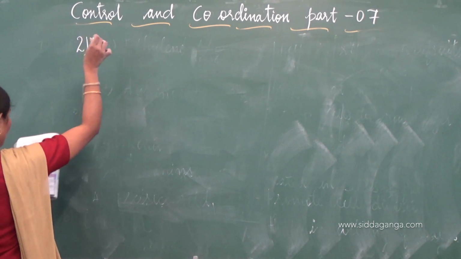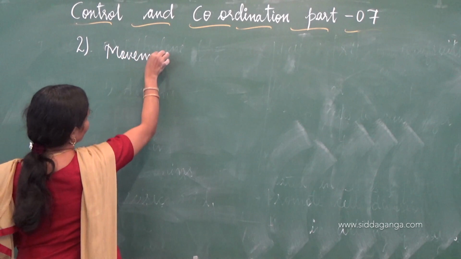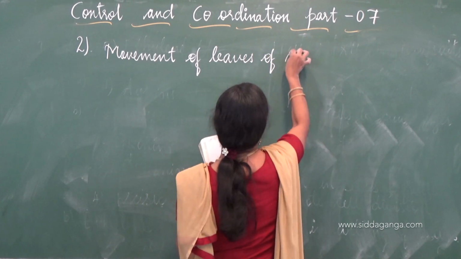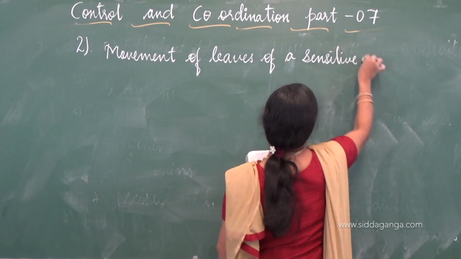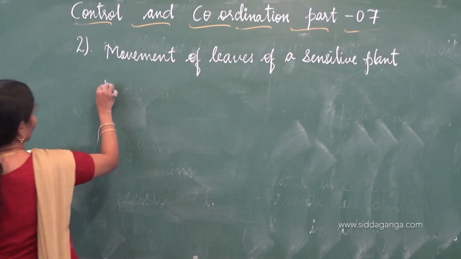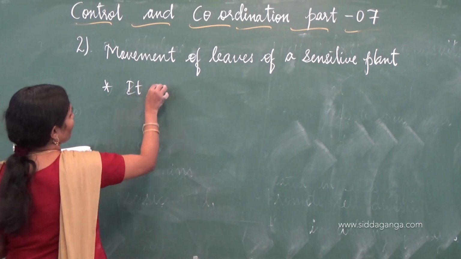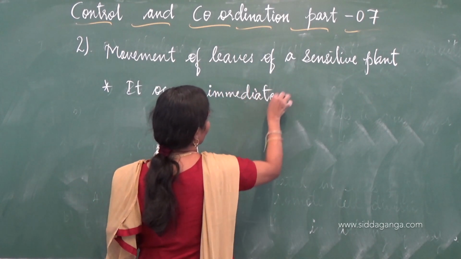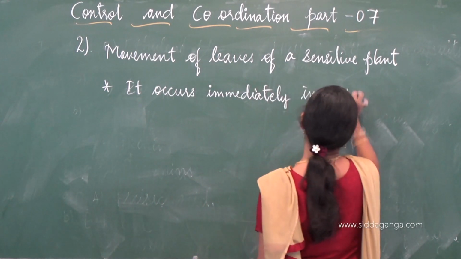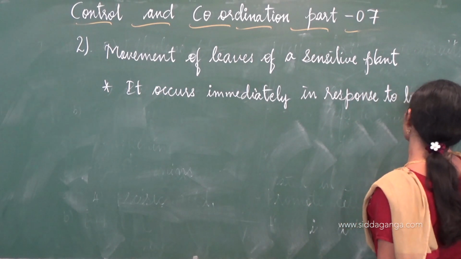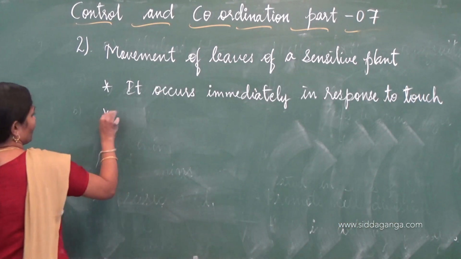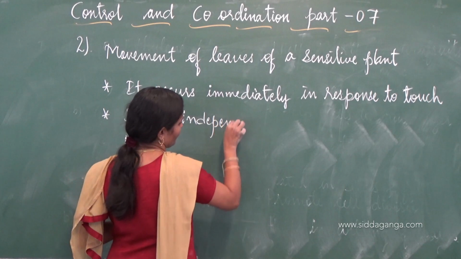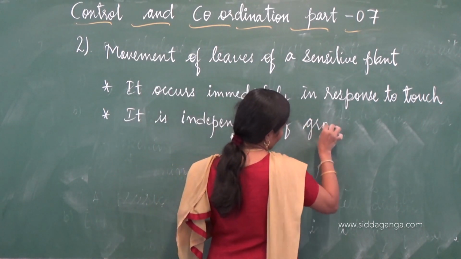So the second question, you can write a heading as movement of leaves of a sensitive plant. Under this heading you can quote a few points: this type of movement occurs immediately in response to touch, is it not? And the important point is, it is growth independent. It is independent of growth. These are the two points which you can write for this.